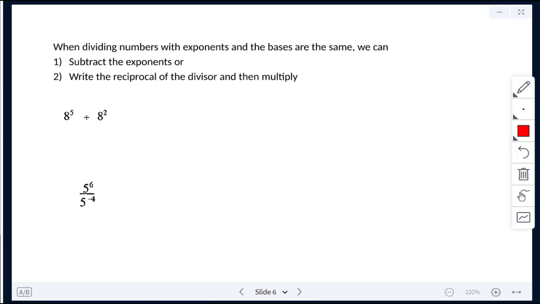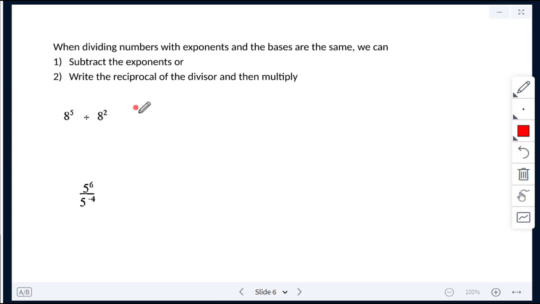So when dividing numbers with exponents and the bases have to be the same, we can subtract the exponents. The second way to do it is you can write the reciprocal of the divisor and then multiply. I'll show you that, but I think students usually find it easier to just subtract exponents. So let's take a look at our first example. We have 8 to the power of 5 being divided by 8 squared. So again, the bases are the same, base of 8, base of 8. So the rule here, this quotient law, says that we can subtract.